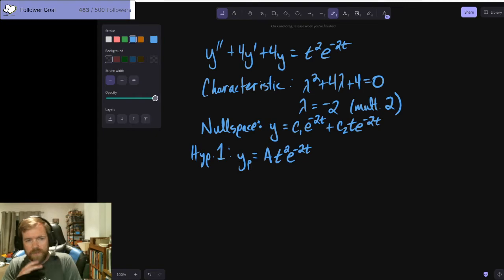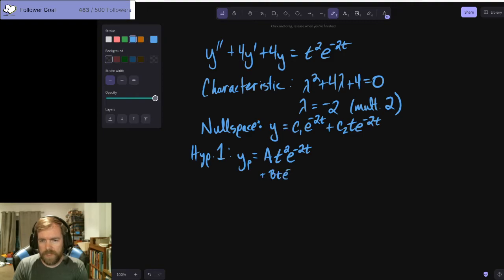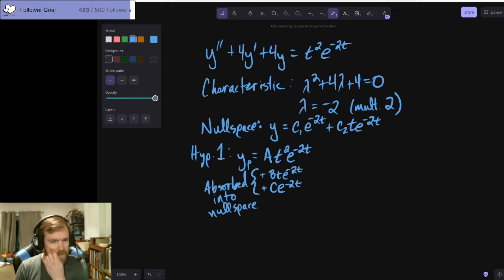I think that's too easy, because what's going to happen is you end up with a bt e to the negative 2t and a c e to the negative 2t, which then get absorbed into the null space. I think that causes this entire hypothesis not to work at all.